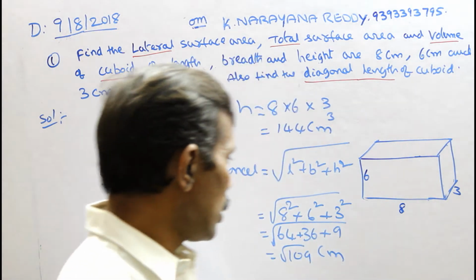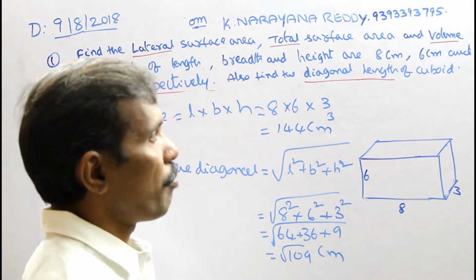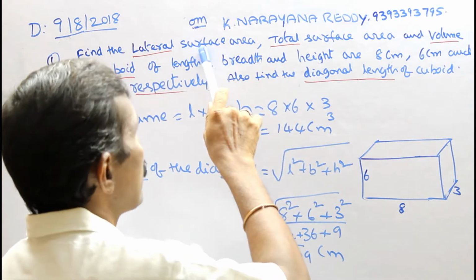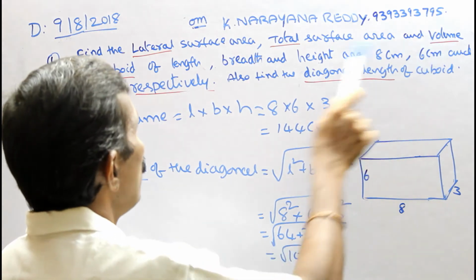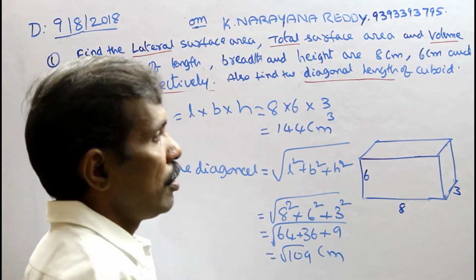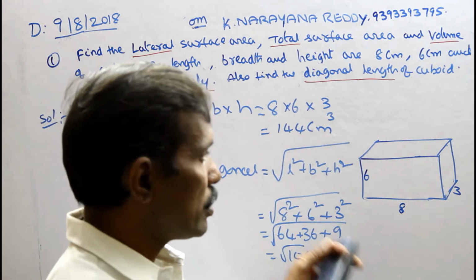Okay, dear friends. In this way you can do the problem. First you can find lateral surface, total surface, volume and diagonal of length. These are the four formulas. Regarding the four formulas, this is the problem.